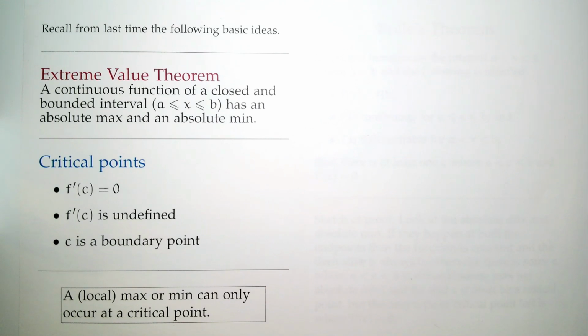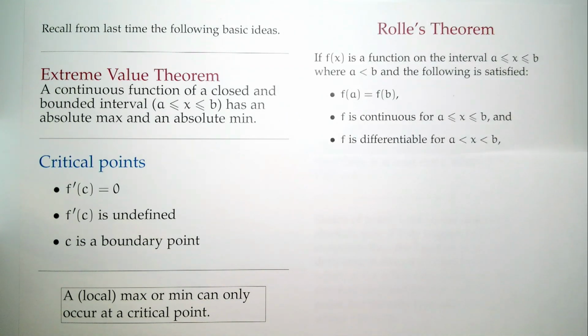And how do we find it? We look at the critical points. Where is the derivative 0? Where is the derivative undefined? Or where is the boundary? And then we finally made the observation, if we're at a max or a min, we have to be at a critical point. Now today, we're going to talk about Rolle's theorem.